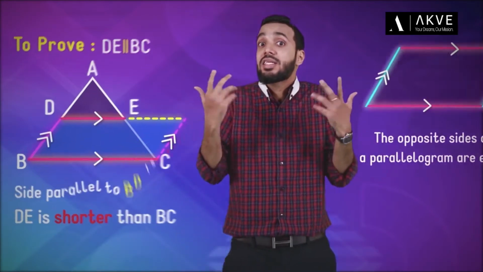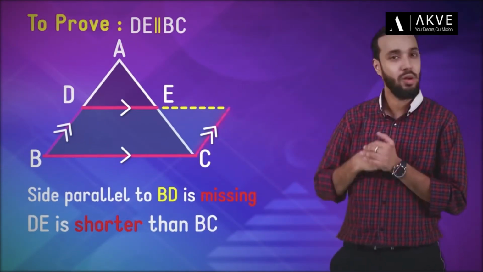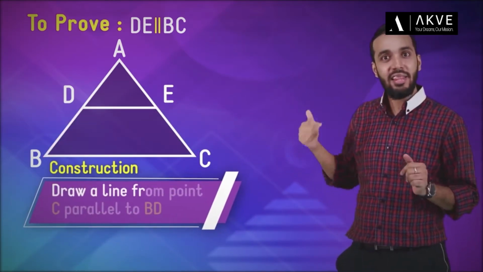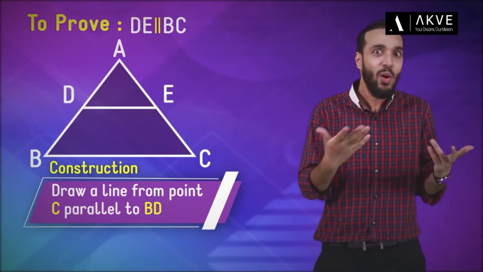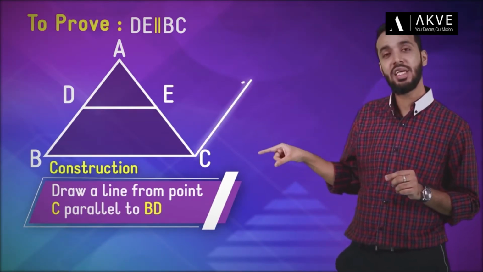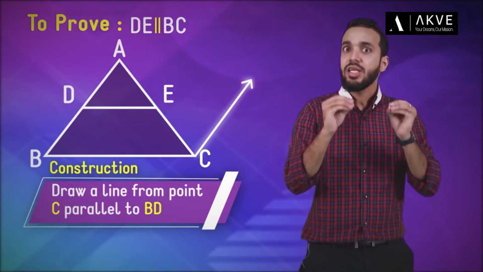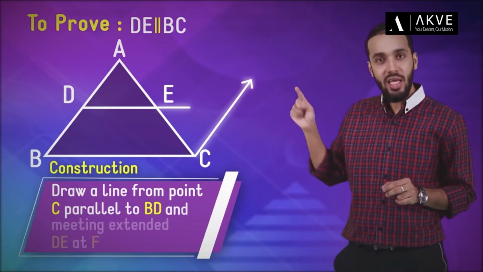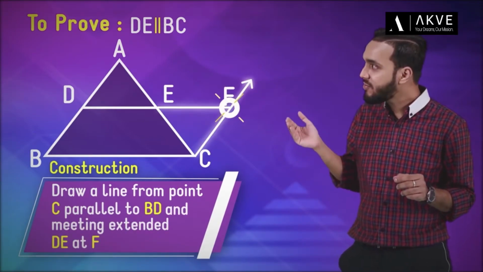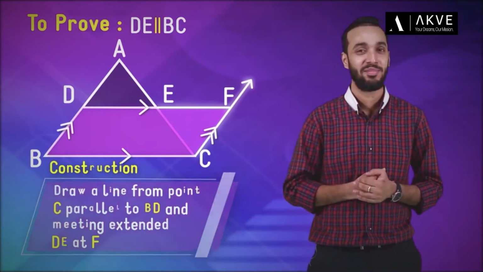Also, we would need a side that's parallel to BD to form the parallelogram. Idea. Why not construct a line that's parallel to BD? We can always do that, right? So let's draw a line from point C that is parallel to BD. Now, if we just extend DE such that it meets this newly constructed line at F, we would get what appears to be a parallelogram.